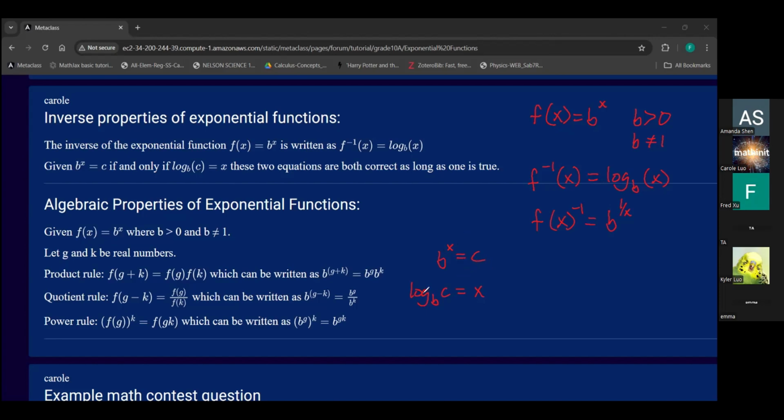Remember that log basically means: b to what power is equal to c? B to the power of x is equal to c. This is why log base b of c is equal to x. You put the c here, and the base of the exponent, b, you place as the base for the log, and then x, the exponent, you place as the answer. You would just follow this pattern when you're interchanging between the two equations.